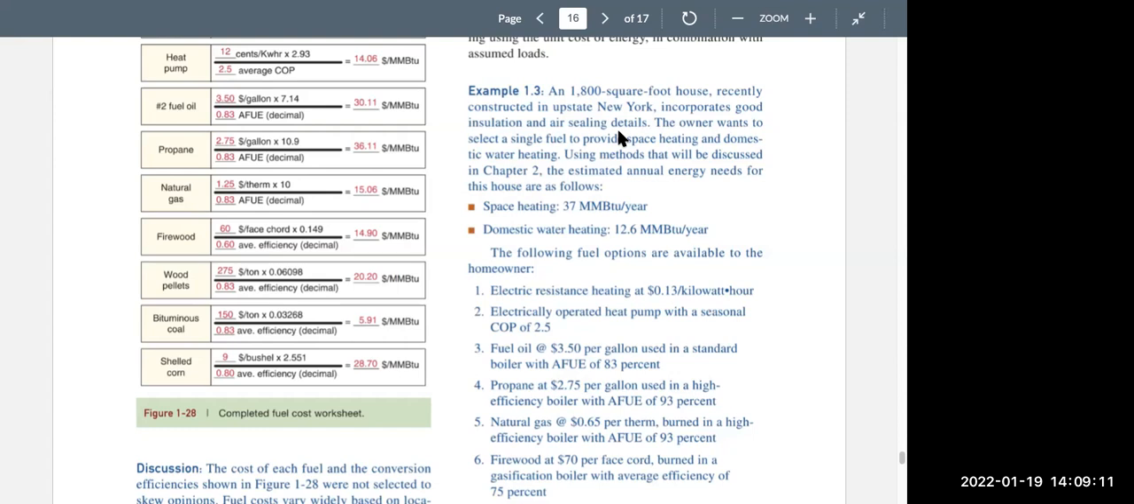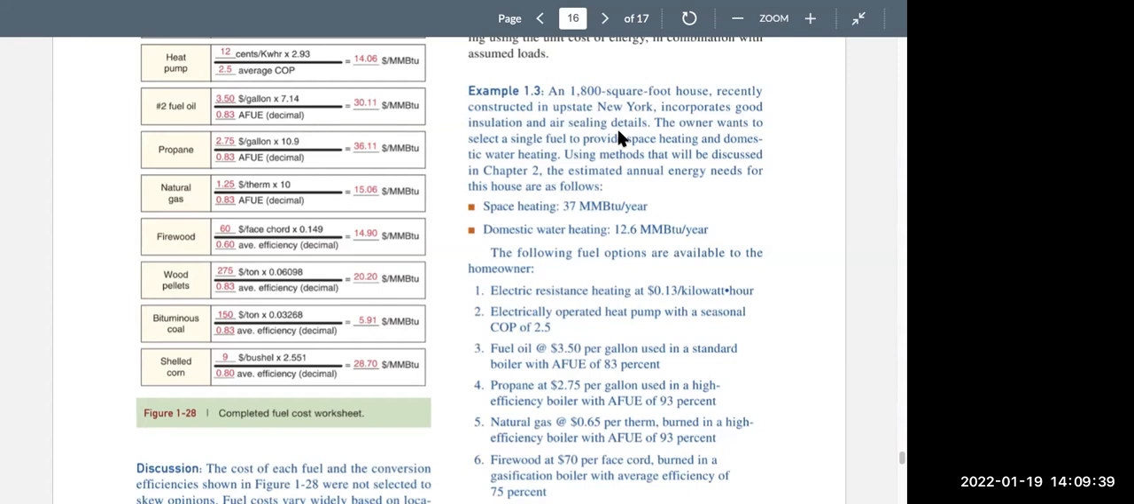We have an 1,800 square foot house. It's fairly new. The owner wants to select a single fuel to provide space heating and domestic water heating. And so we're going to use the methods that we discussed. Now, they were able to convert that they are using 37 million BTUs per year.